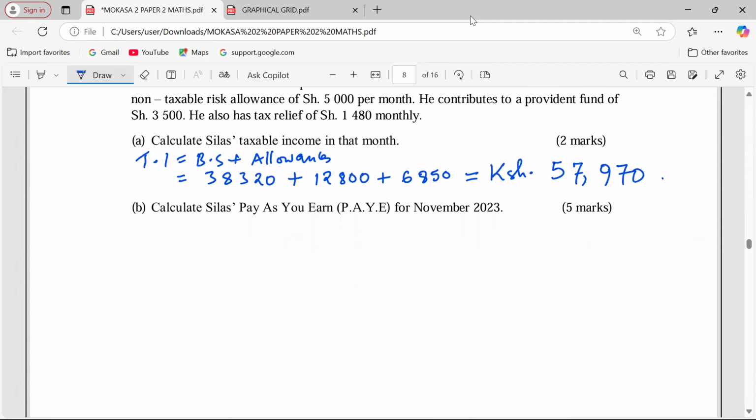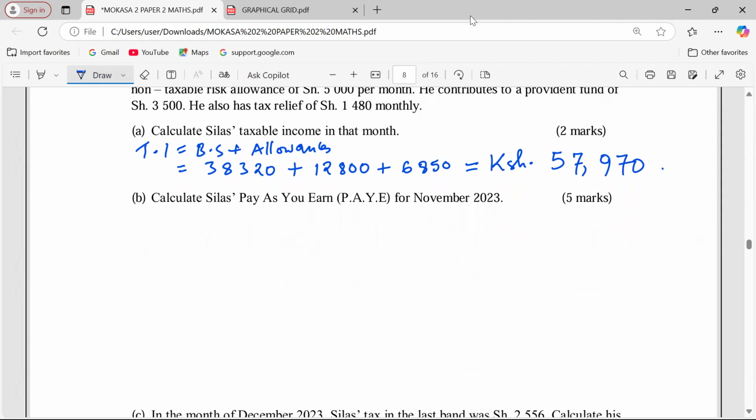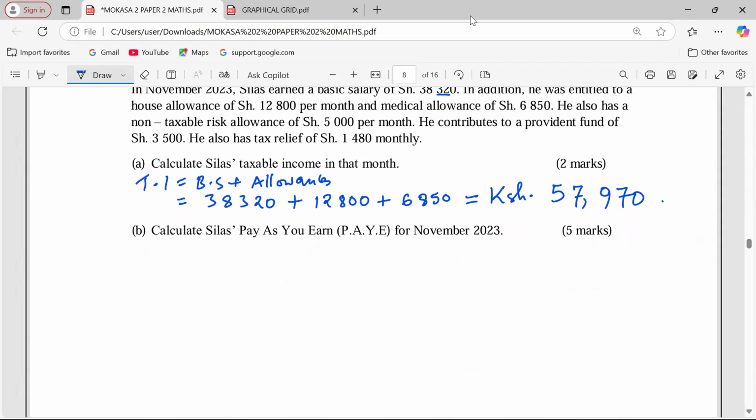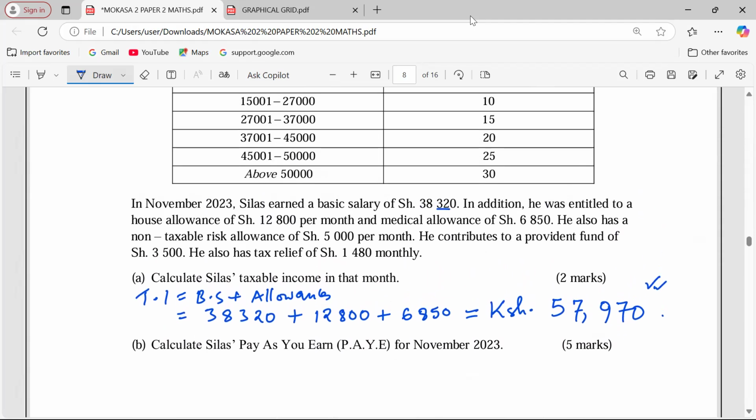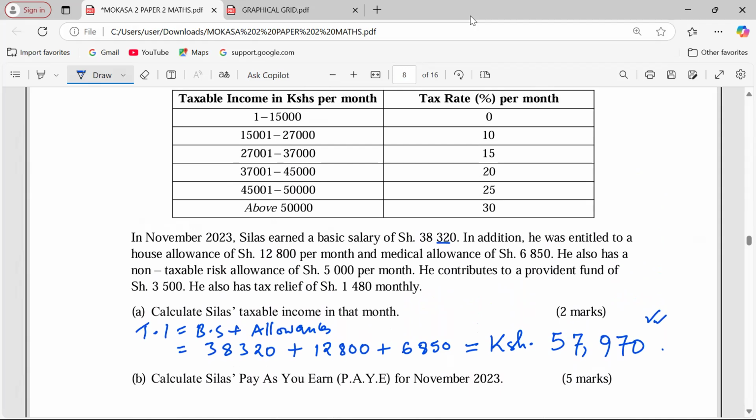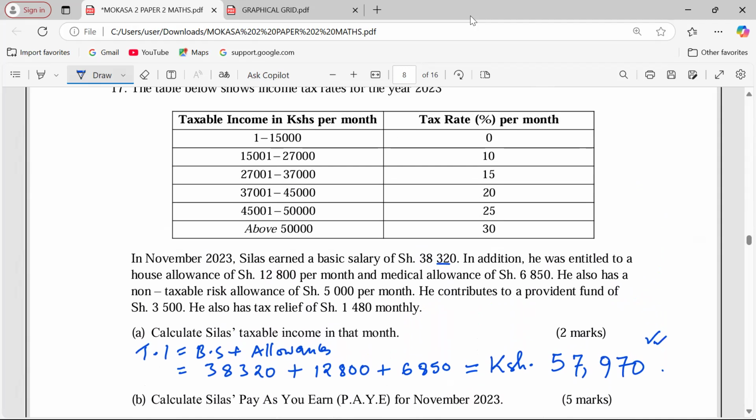Now, in part B, we are asked to calculate Silas' pay as you earn, that is PAYE, which is also called the net tax for the month of November 2023. This is the amount that we are going to tax. So when you look at the taxable income and the table up there, you discover that we shall tax up to the last part.